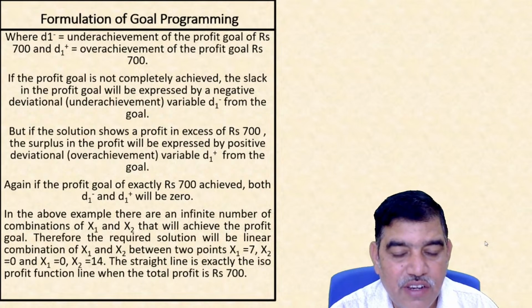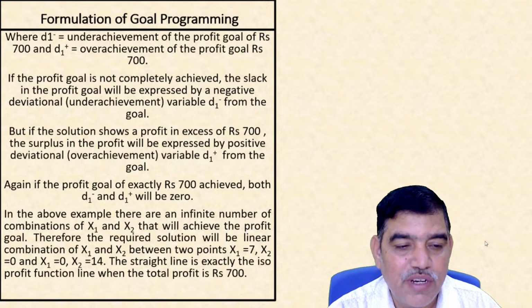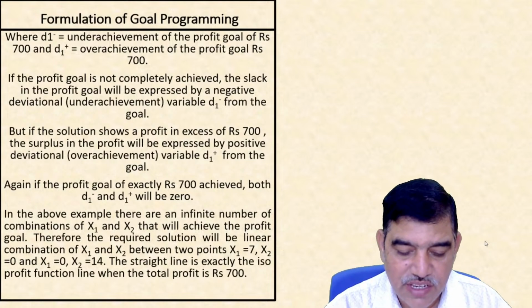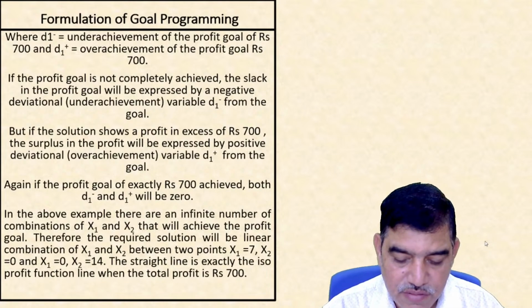that is a straight line, and if you are naming it as AB, that means all the points x1, x2 value on the straight line must satisfy the profit goal. That's why it is called an isoprofit function line. This is a graphical method solution.